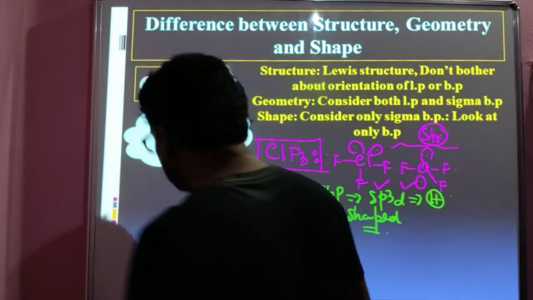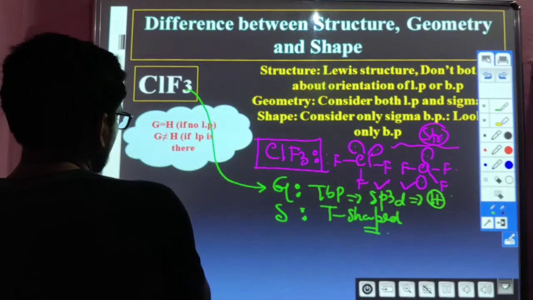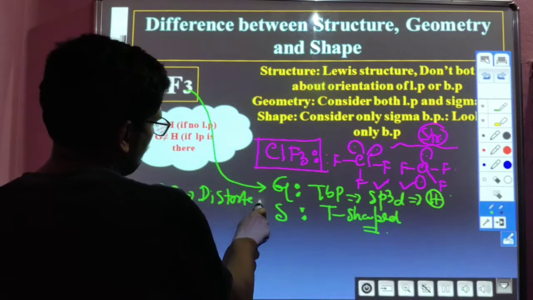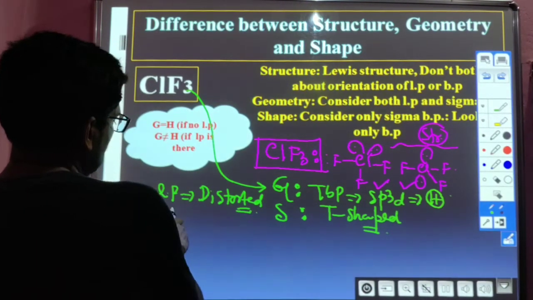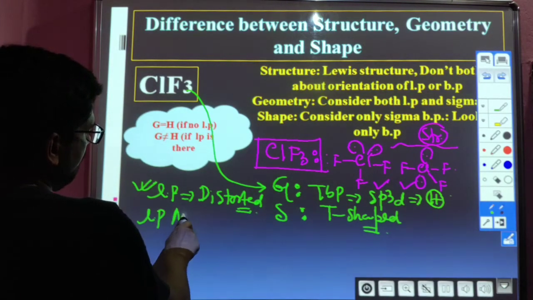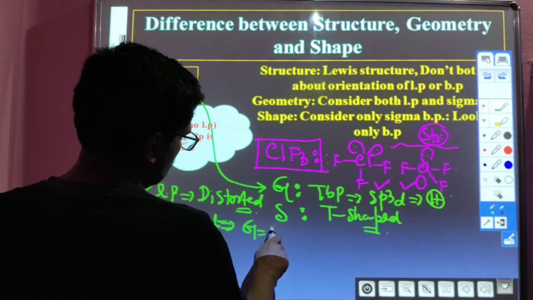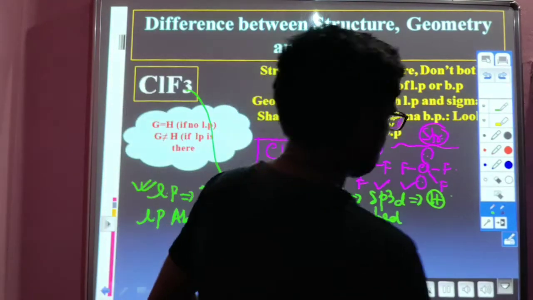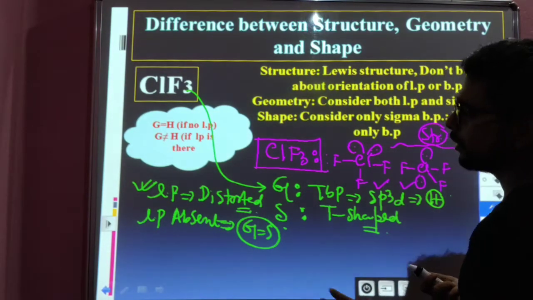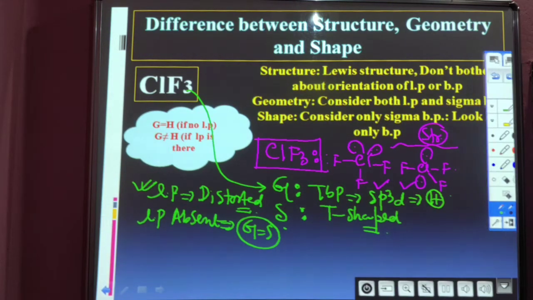One more information I will tell you: presence of lone pair, molecule will be distorted, if lone pair is present. And if lone pair is absent, geometry will be equal to shape. Lone pair is absent, no distortions, geometry will be equal to the shape. Now I am going to move to the next slide.